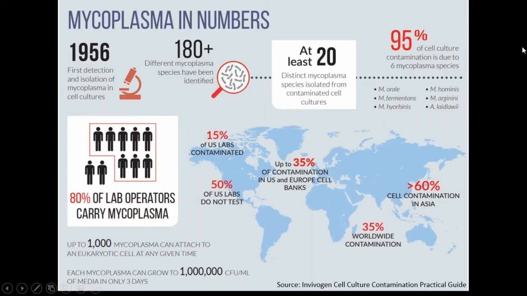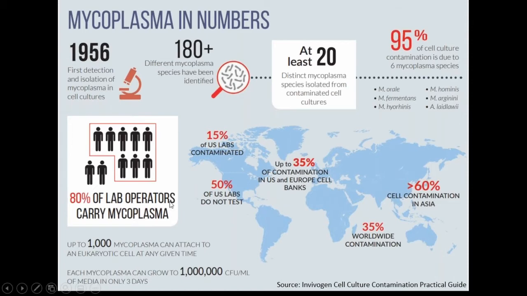So this is an infographic to show mycoplasma in numbers. Since being identified in 1956, there are about 180, or could be more, different mycoplasma species that have been identified to date. And out of these, there are 6 species that are known to contribute about 95% of cell culture contamination. Surprisingly, 80% of this mycoplasma contamination is usually from the lab operators.